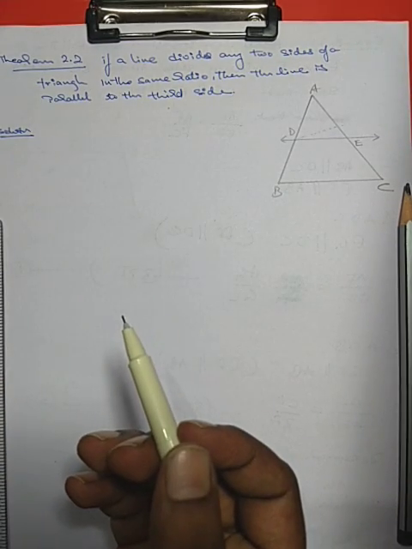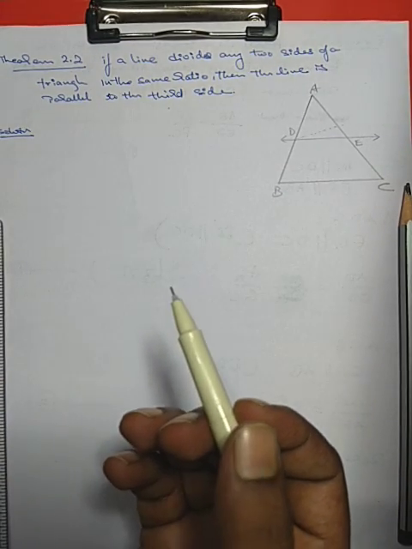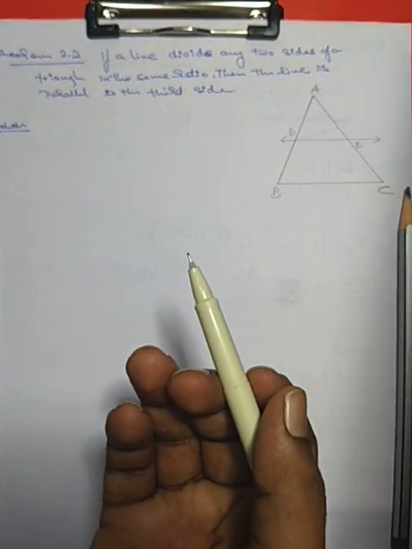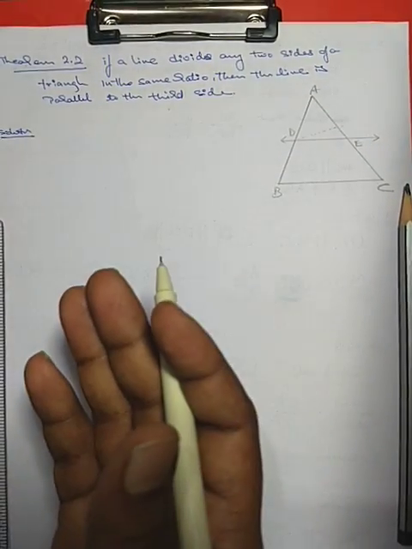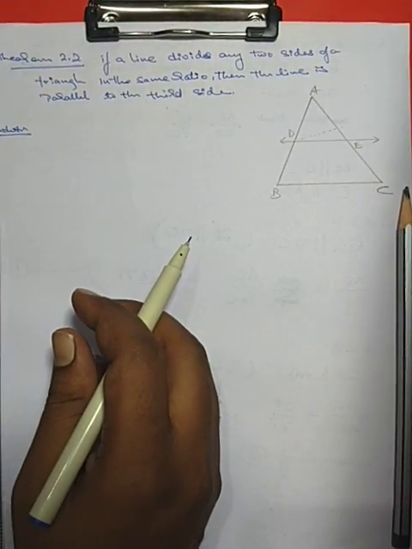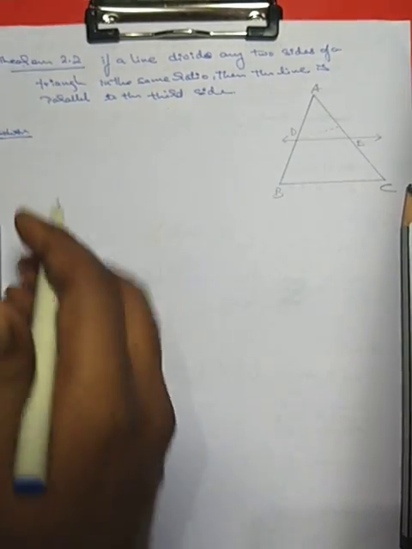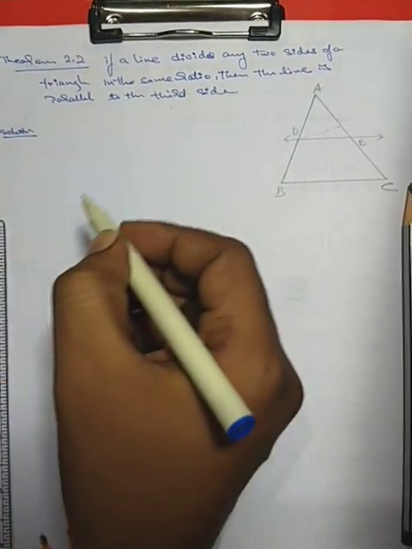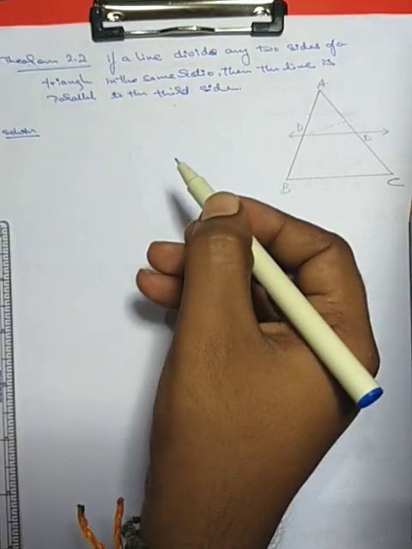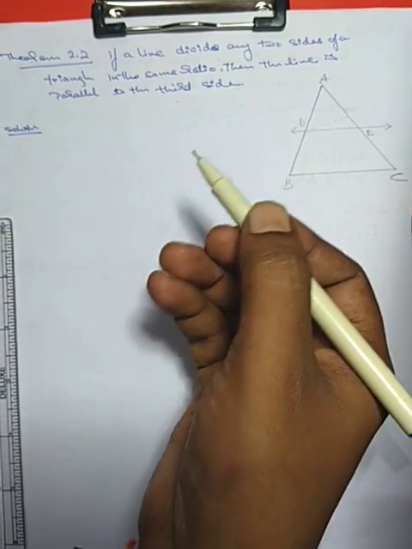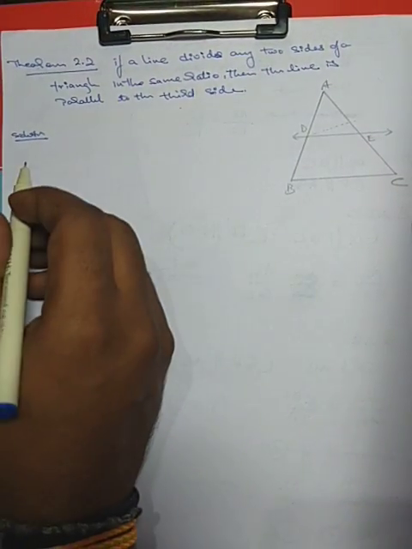What is the contradiction method? First, we assume something wrong, and in the end we prove that what we assumed was wrong. That is contradiction. I will show you what my assumption is, and I will prove that the assumption is wrong at the end.